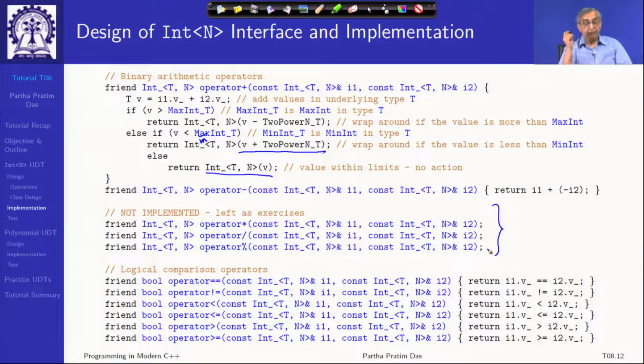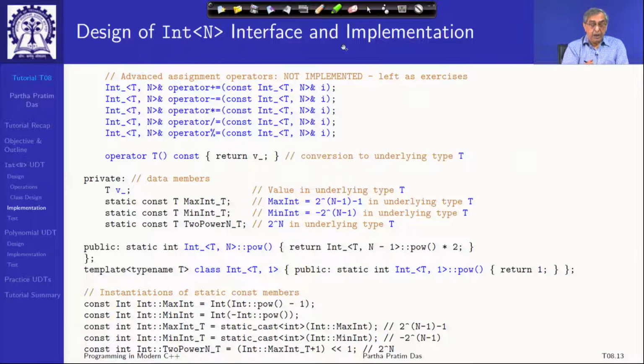I have left the implementation of these operators to you. You have to think through, and using this wraparound logic, you have to implement them and test them. Similarly, we can have the advanced assignment operators, which given the operators are straightforward and left as an exercise. I have a conversion operator to the basic underlying type, which will be very convenient, and then I have the different constants, and these constants I have kept in the underlying type also.